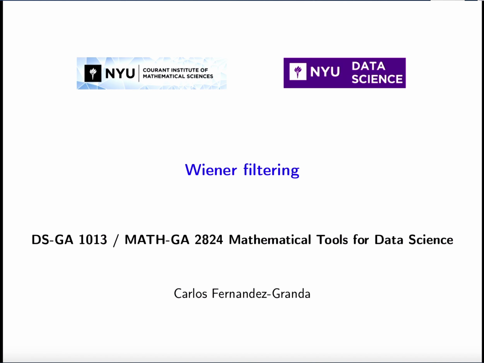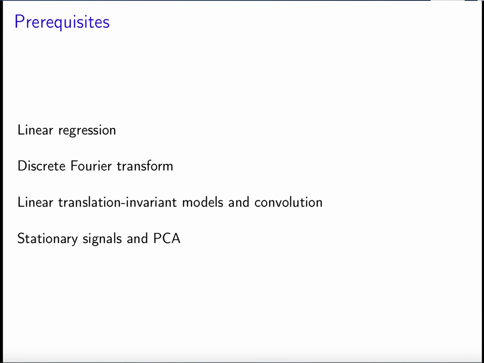Hello everyone, today we're going to talk about Wiener filtering. The prerequisites for this material are linear regression, discrete Fourier transform, linear translation invariant models and convolution, stationary signals, and PCA.